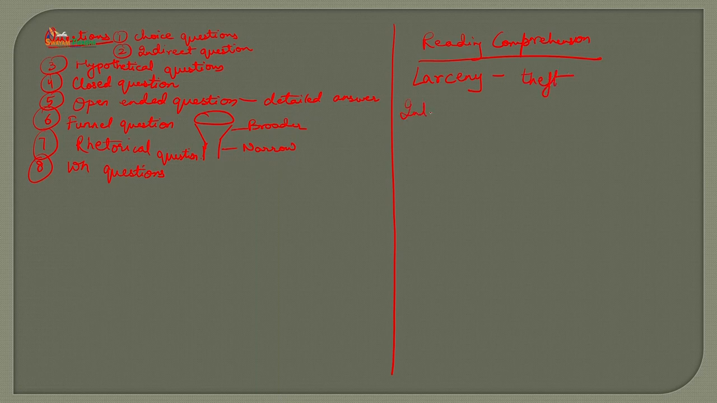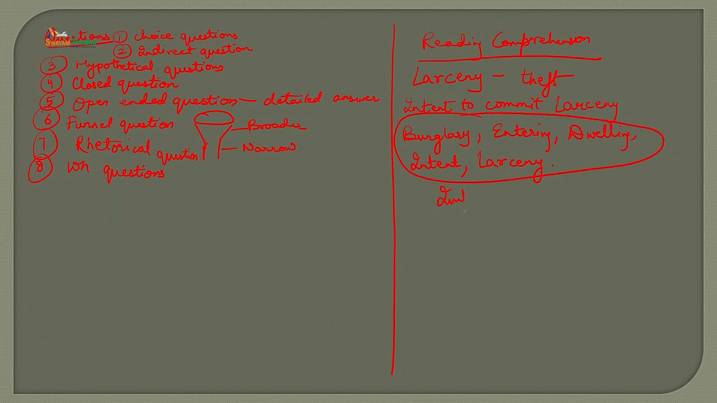So, the case would be filed in the intent to commit larceny. And larceny, okay. So, what are the things that are important over here? Burglary, entering means breaking into, then we have dwelling, then maybe intent and larceny. So, these are few important terms that I told you, which are important here, right.